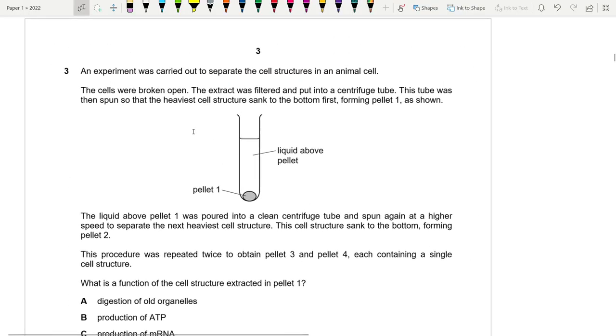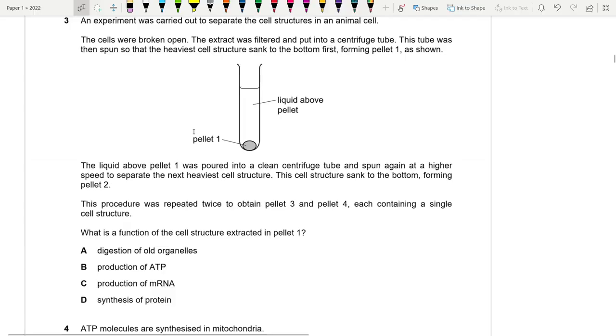This is also another common question. An experiment was carried out to separate the cell structures in an animal cell. The cells were broken open, the extract was filtered and put into a centrifuge tube. This tube was then spun so that the heaviest cell structure sank to the bottom first, forming pellet 1 as shown. The liquid above pellet 1 was poured into a clean centrifuge tube and spun again at a higher speed to separate the next heaviest cell structure. This cell structure sank to the bottom, forming pellet 2. This procedure was repeated twice to obtain pellet 3 and pellet 4, each containing a single cell structure.